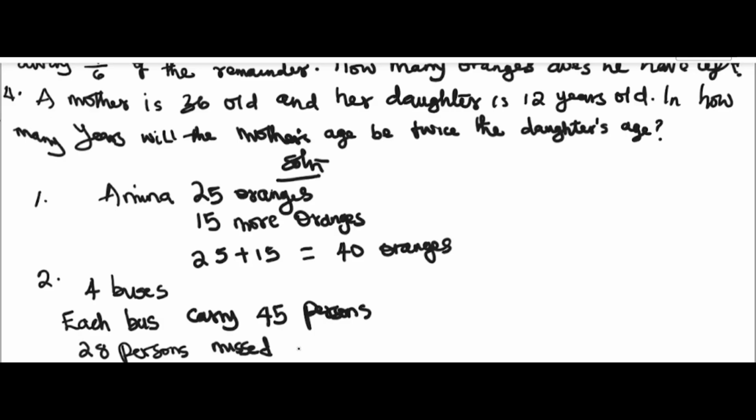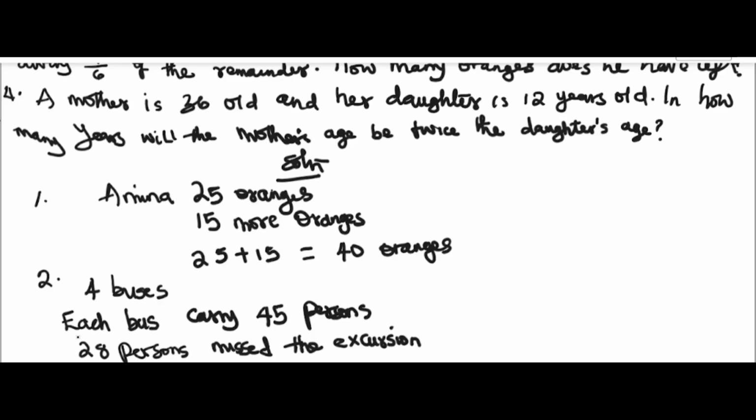Now we want to know how many persons or students are in the school altogether. Now, if 4 buses carry 45 persons each, remember when I was stating the keywords, and I said if you see each, you should think about what?